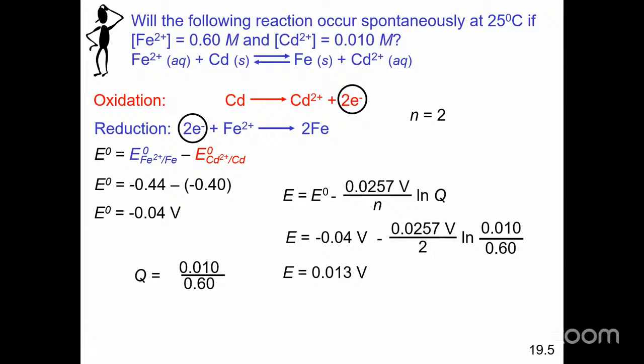So to answer the question, will the reaction occur? You have to say whether the EMF value calculated is positive or negative. If it is positive, then the reaction will occur. If it is negative, then the reaction will not occur. So as you can see right here, the resulting EMF value is positive. So therefore, the reaction will occur, and therefore it's spontaneous. All right? So that's basically how that one is solved.